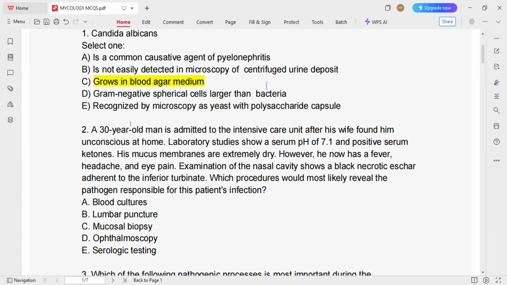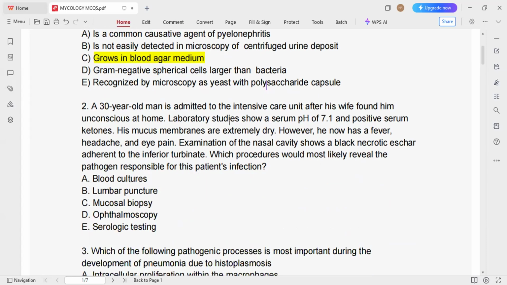Then number two, a 30-year-old man is admitted to the intensive care unit after his wife found him unconscious at home. Lab studies show a serum pH of 7.1 and positive serum ketones. His mucous membranes are extremely dry. However, he now has a fever, headache, and eye pain. Examination of the nasal cavity shows black necrotic eschar adherent to the inferior turbinate. Which procedure will most likely reveal the pathogen responsible for the patient's infection? So the black necrotic eschar is very specific. That's one fungus. Which fungus is that?